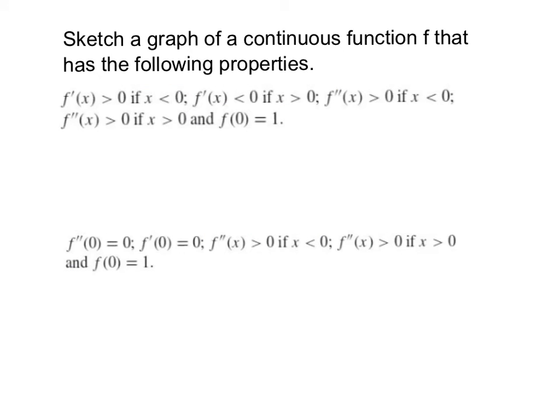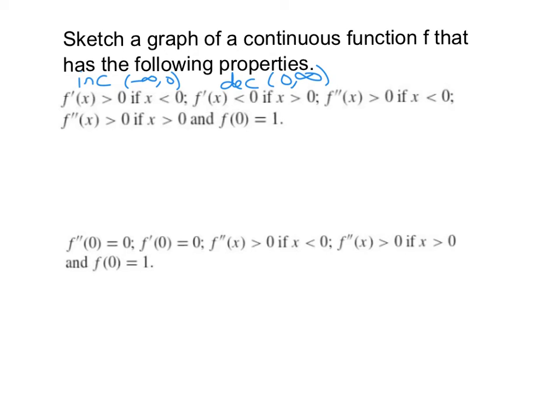All right, so now this is the same exact thing, but they're just giving you the information in a different way. What I usually do is I actually write out the words. I think it's easier. So f prime greater than 0, so that's increasing from x is less than 0, so negative infinity to 0. Decreasing from 0 to infinity.